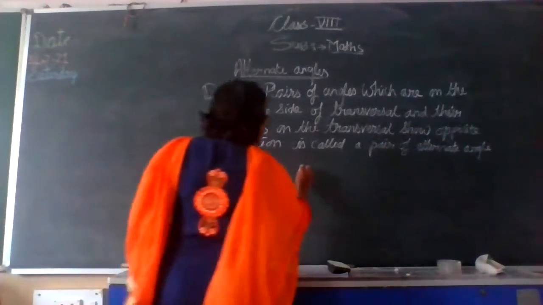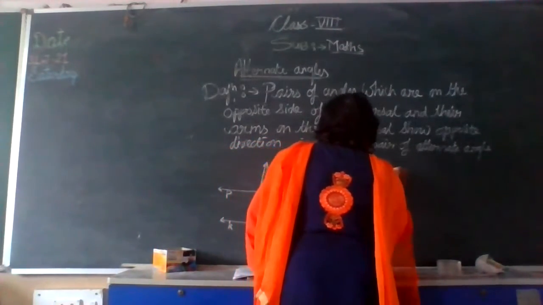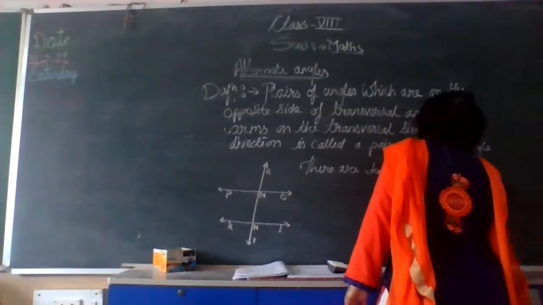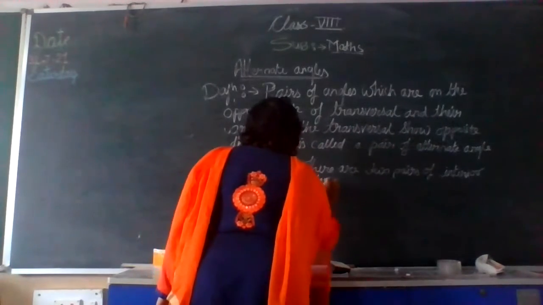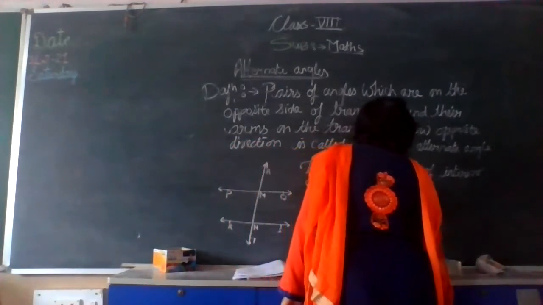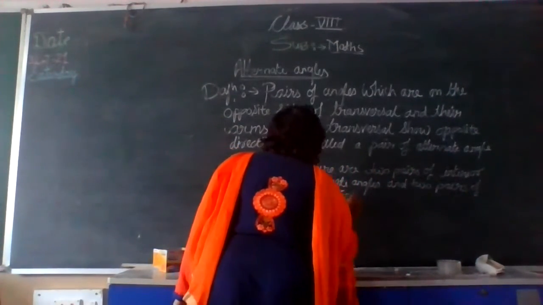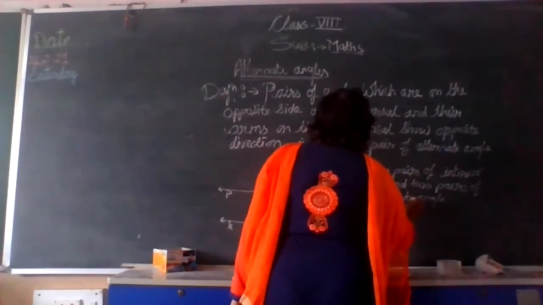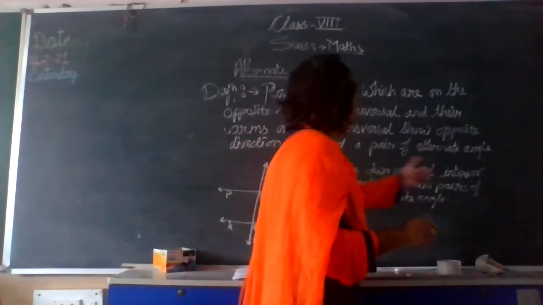There are, we will write here again, there are two pairs of interior alternate angles and two pairs of exterior alternate angles. So that is the points that you have to write. What is the alternate angles? Then there are two pairs of alternate angles, that is interior and exterior.